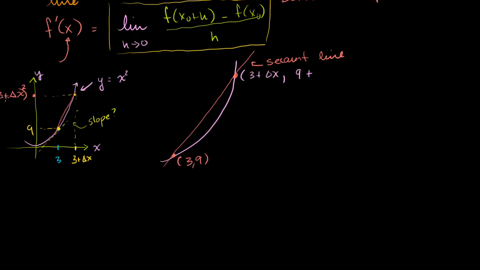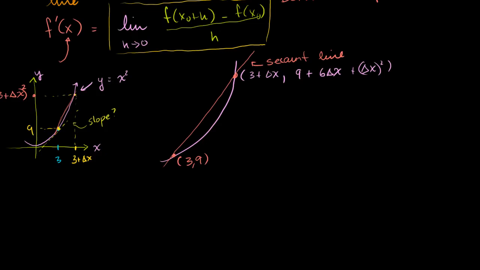a plus b squared is a squared plus 2ab plus b squared. So it's going to be 9 plus 2 times the product of these things, so plus 6 delta x, and then plus delta x squared. That's the coordinate of the second line. This looks complicated, but I just took this x value and I squared it because it's on the line y is equal to x squared.